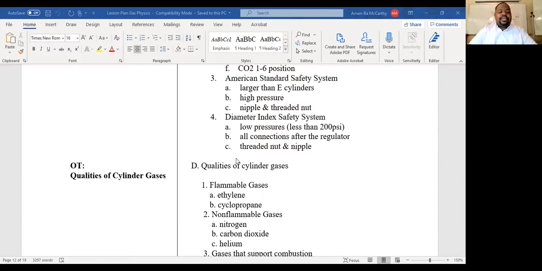Then we have the diameter index safety system, which is the last one, and it deals with all of the connections beyond the regulator.